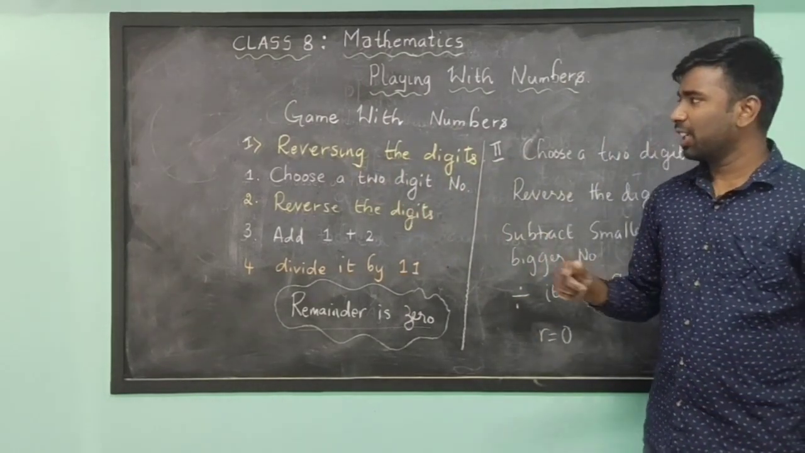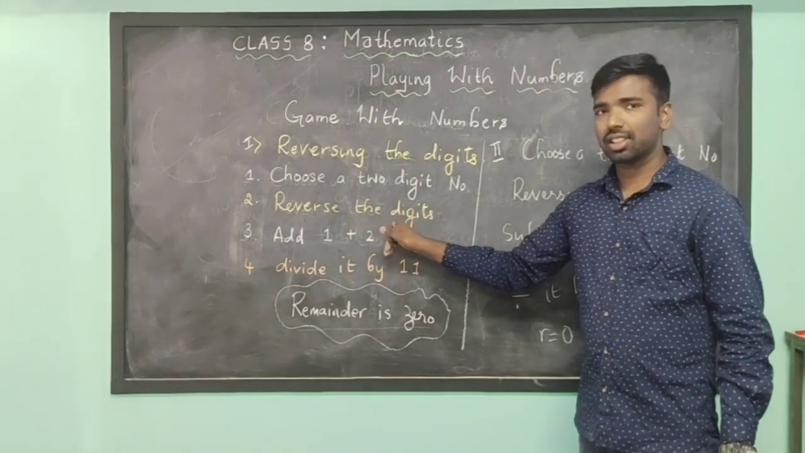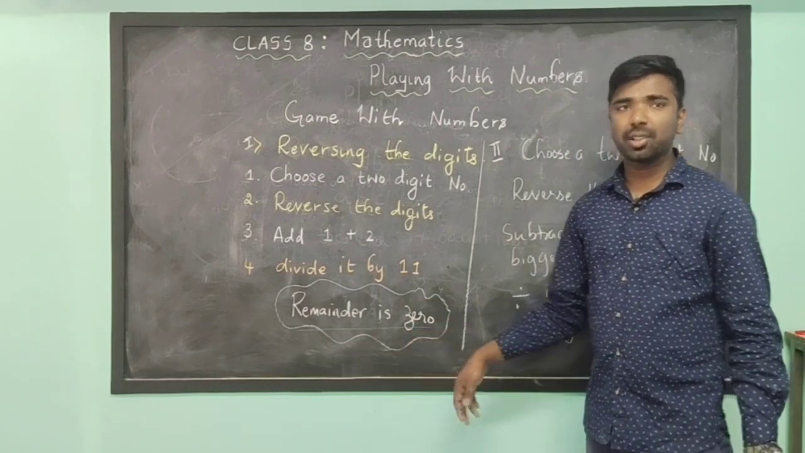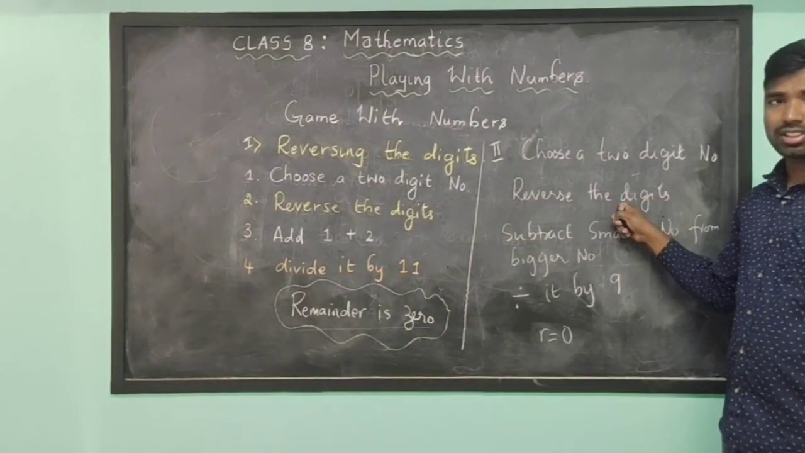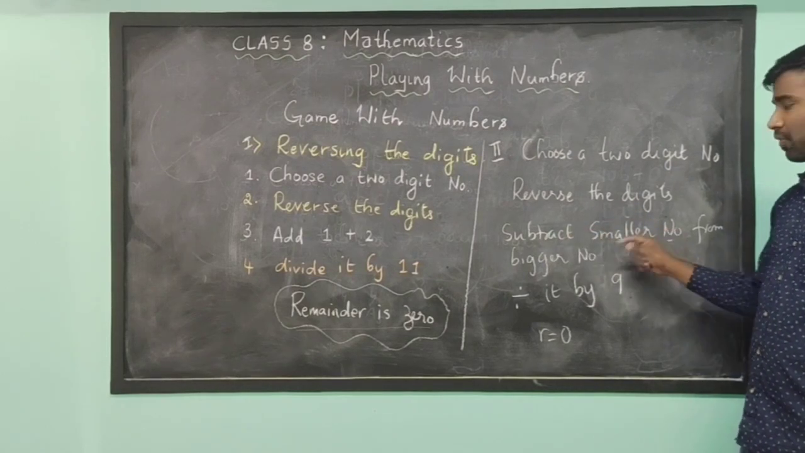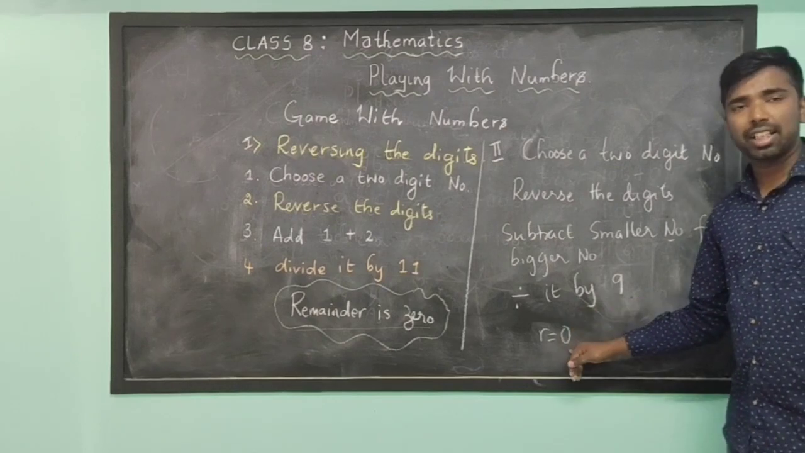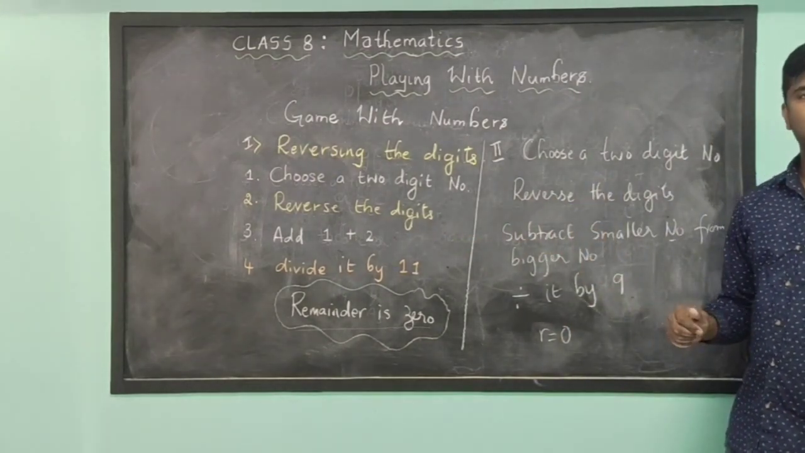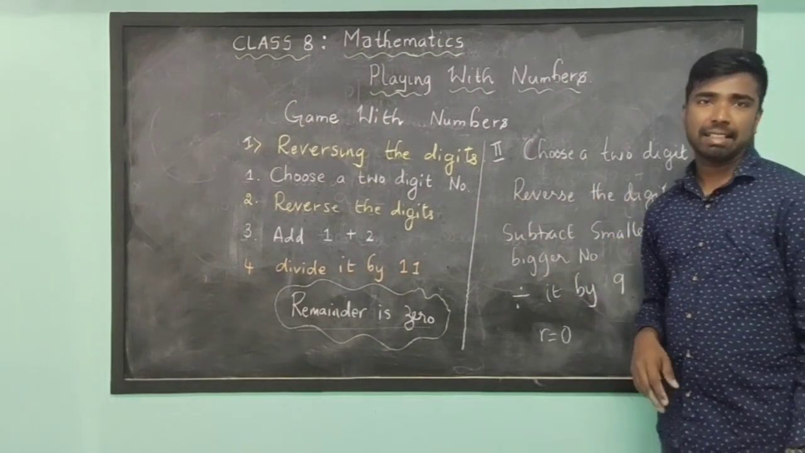Let me repeat again. The first trick is choose a two-digit number, reverse the digits, add and divide by 11, the remainder is 0. The next trick is choose a two-digit number, reverse the digits, subtract the smaller number from the bigger number and divide by 9, the remainder is 0. Try out a few more examples yourself so that you can learn these tricks.